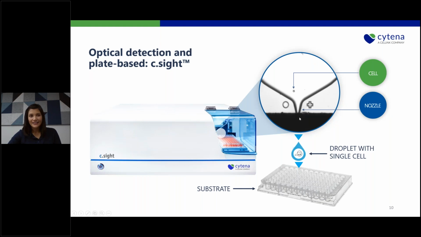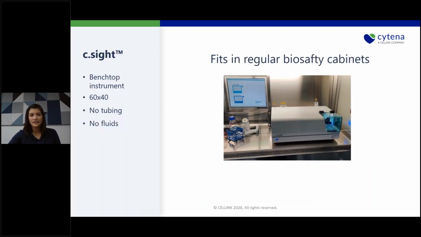So the C.SIGHT is actually a benchtop instrument. It is about 60 centimeters in length and 40 centimeters in width. Therefore it fits into regular biosafety cabinets. You have no additional tubings and there are no fluids. As you can see here, there's lots of space to work sterile.